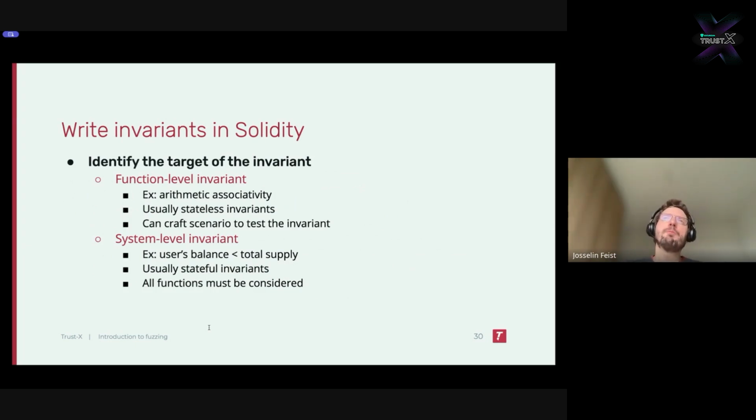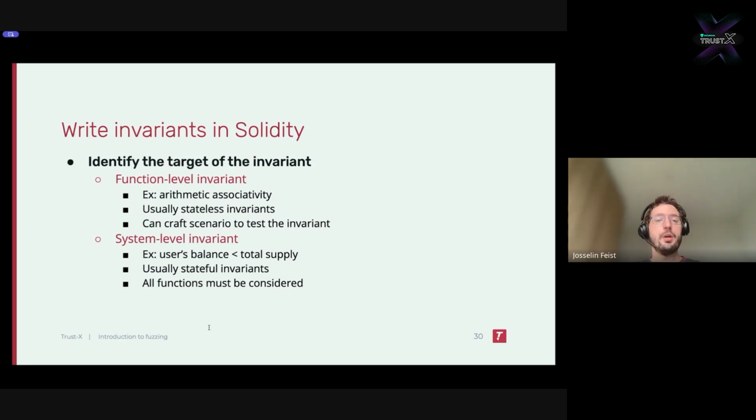There are basically two categories, on a high level, of invariants. We call them either function level invariants or system level invariants. Function level invariants are invariants that are usually related to a specific function of a contract, as the name mentions. For example, the arithmetic invariants that we saw before are related to a specific functionality. Usually, function level invariants are stateless in the sense that they don't involve the state, but it's not always true because you might still have a state variable there. That said, they are usually more contained, and you can target what you're trying to test.